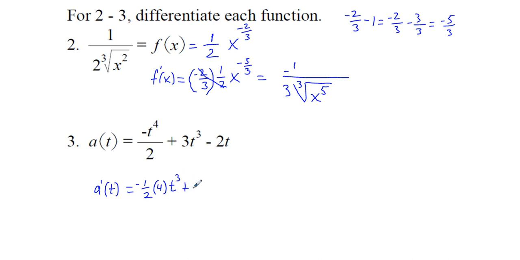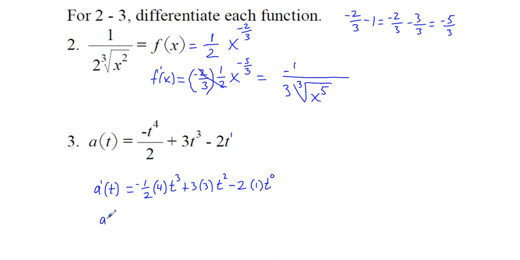Then we have plus 3, I'm just going to write 3, which is the power, times this 3, t to the, what is 3 minus 1? 2. And minus 2, and we have t to what power here? That's to the 1st power. That's going to be times 1. And then we have t to the 0 power. Well, t to the 0 power simplifies to 1.